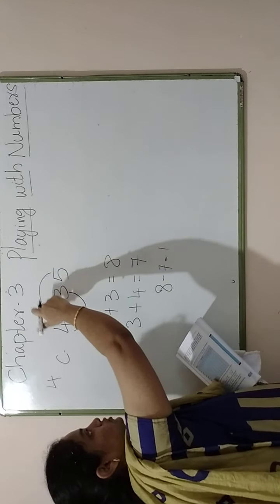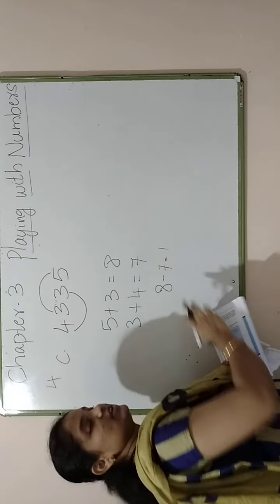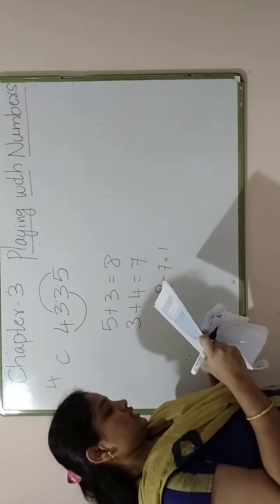Okay, so just add these two. 5 plus 3 is 8 and 3 plus 4 is 7. So 8 minus 7 is 1, so it is not divisible. Okay, now check the number D.